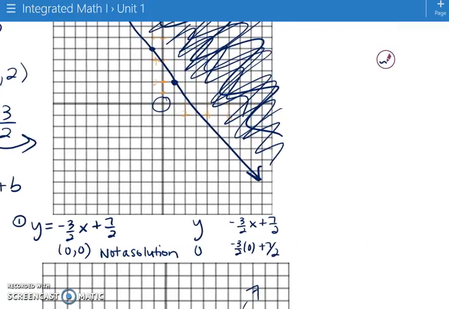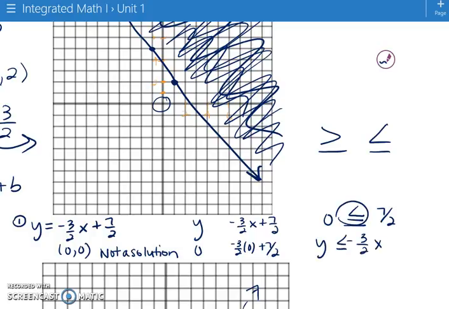I get 0 and 7/2. I know this inequality sign has to include "or equal to" because my line is solid. So which one of these signs makes this true? This one does. So my inequality is y is less than or equal to negative 3/2 x plus 7/2.